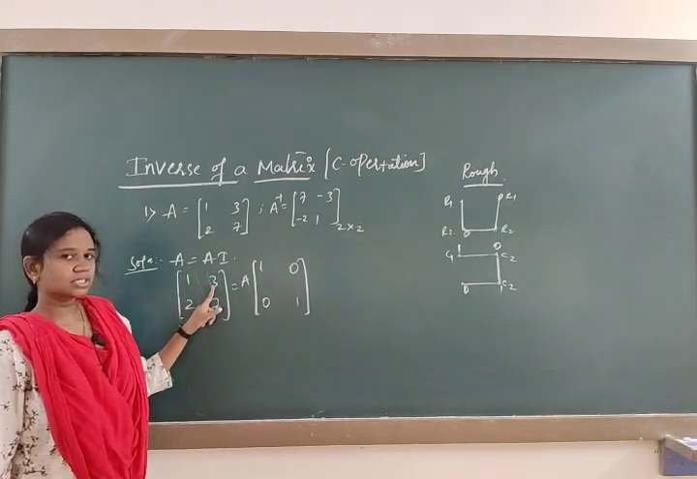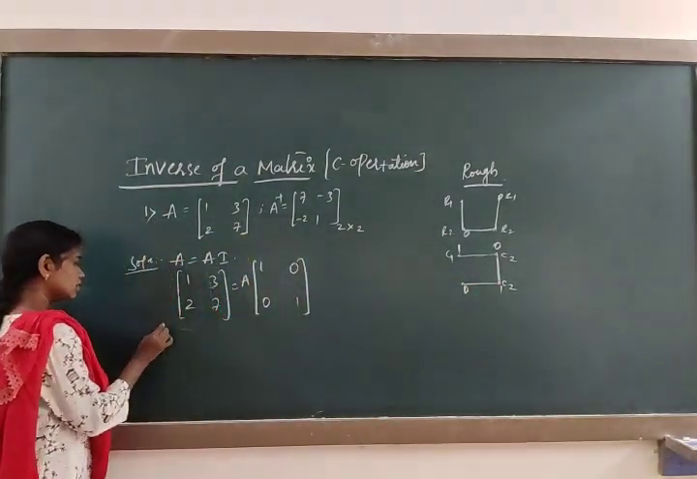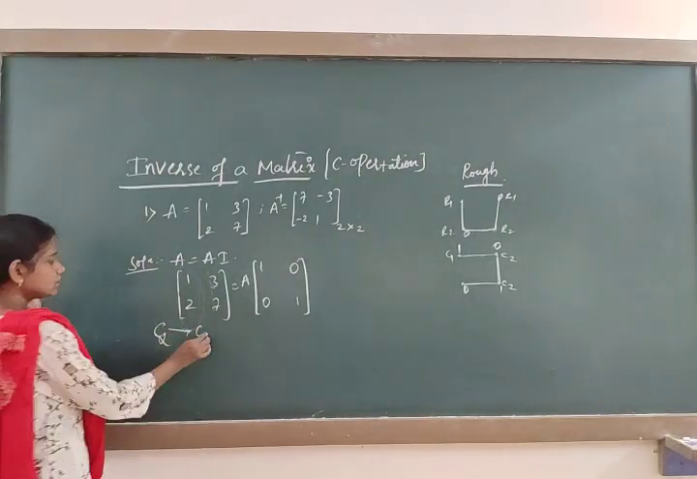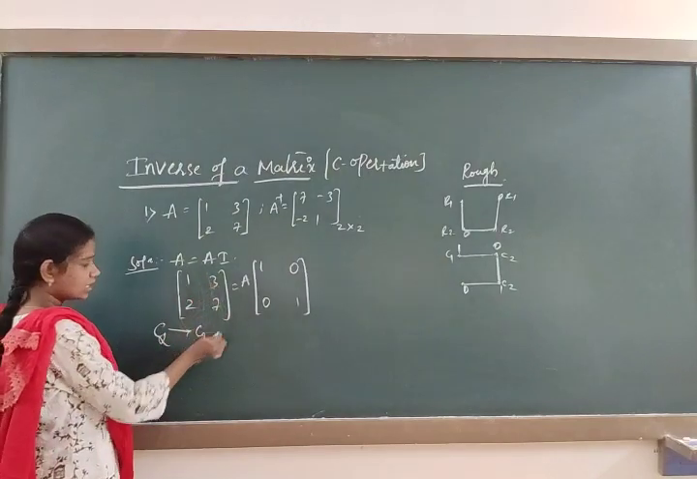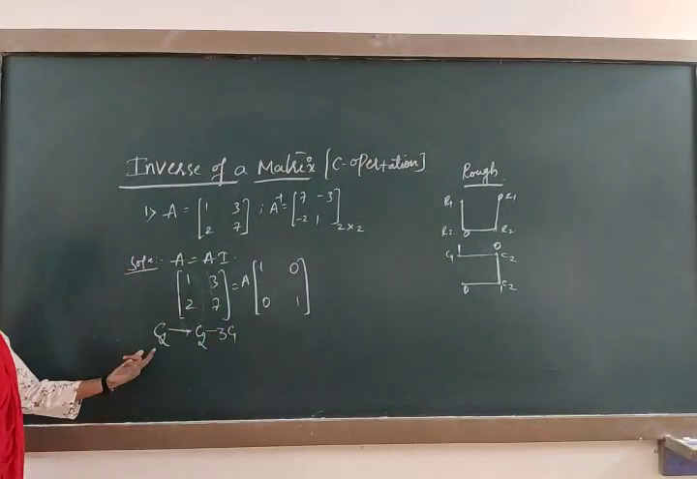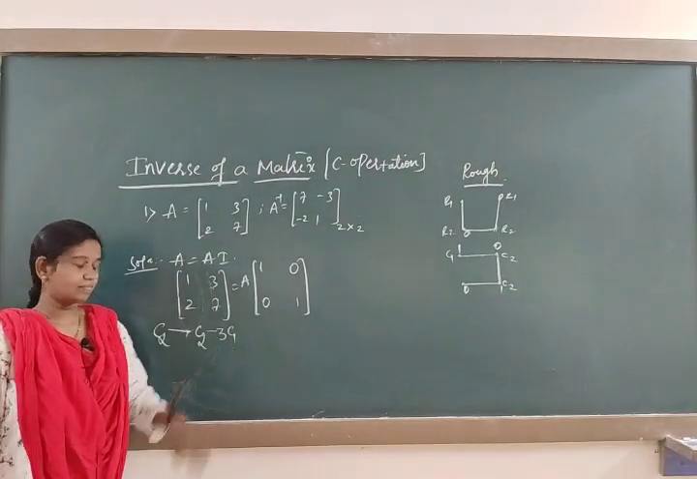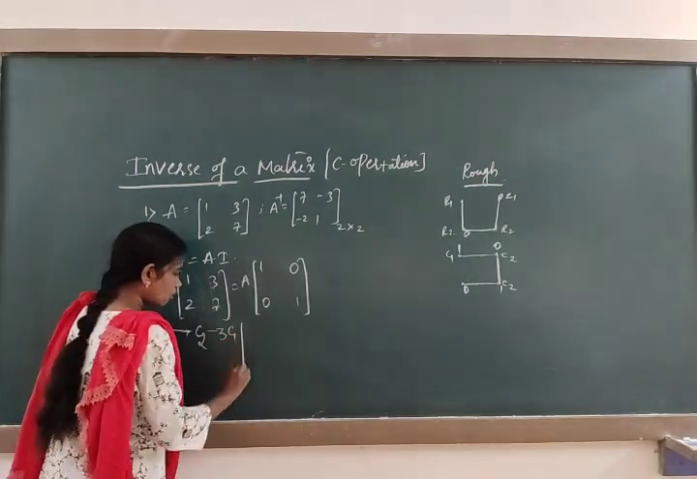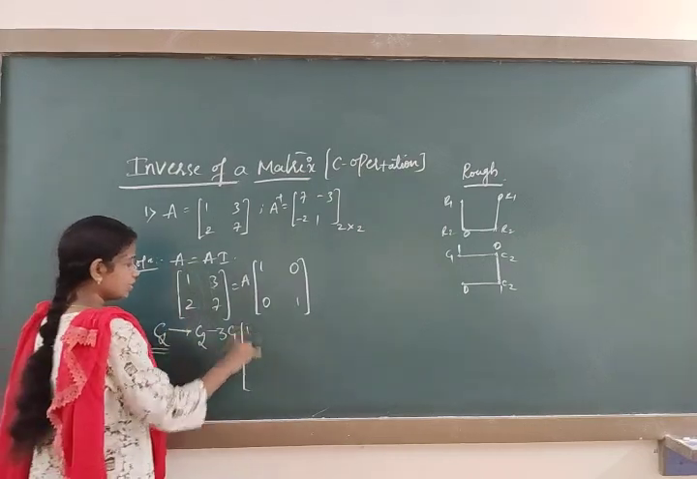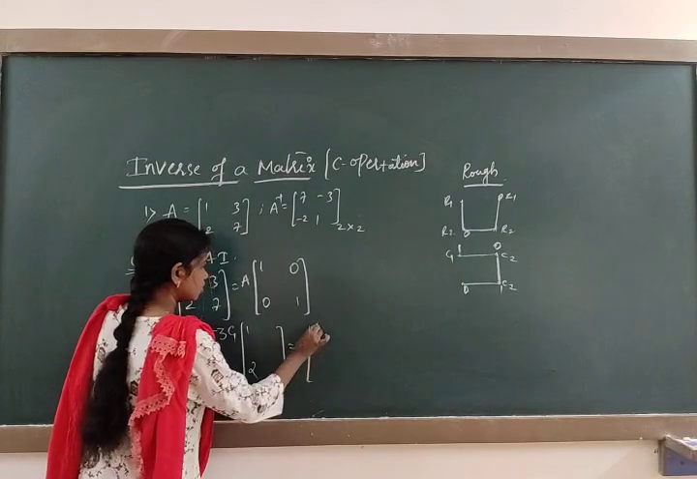Now C2 is present with 3, we have to make it 0. How to make 0? C2 changes as C2 minus 3 C1, because it is plus 3, so we write minus 3 associated with column C1. Yesterday we took R2 minus 3 R1, like that. Now we are changing C2, which means the C1 vertical line will be the same. It is [1 0; 2 1] on the left, equal to A of [1 0; 0 1].